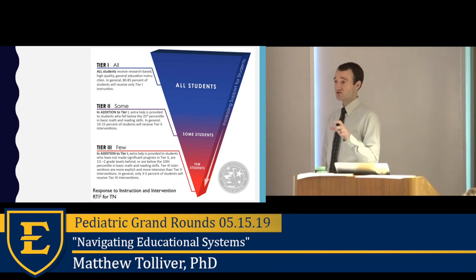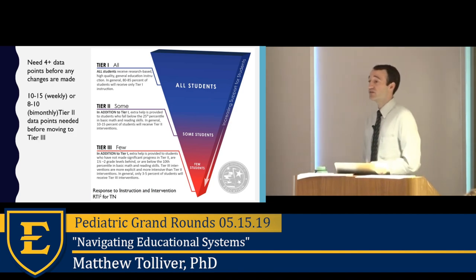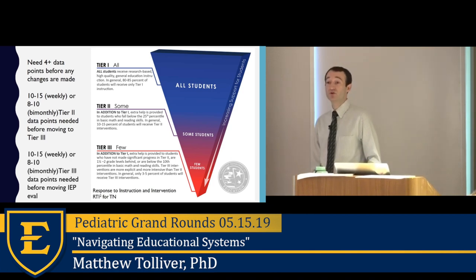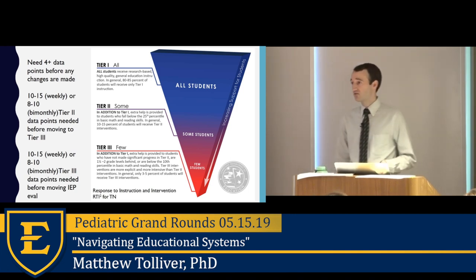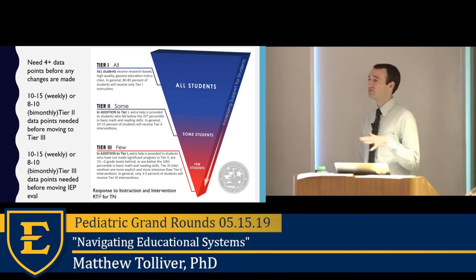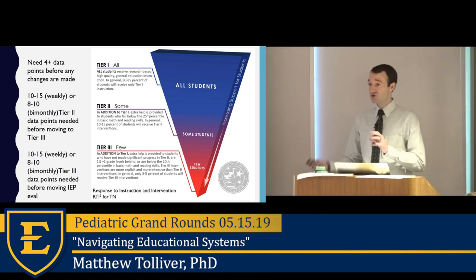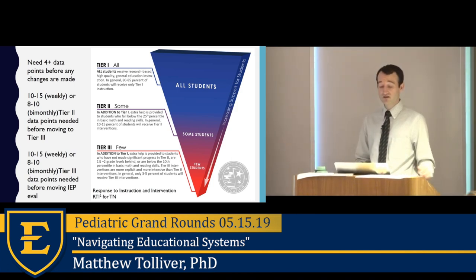And once you're in tier two, they're gonna have 10 to 15 of these data points before they decide whether or not to move you up to tier three or not. So this is why it can feel frustrating a little bit for parents and families and us sometimes too, because this is quite a long process sometimes. But we shouldn't think about it as a wait to fail system, because they're getting intervention this whole time and they're trying to tailor it and adapt it to the kid during this time too.